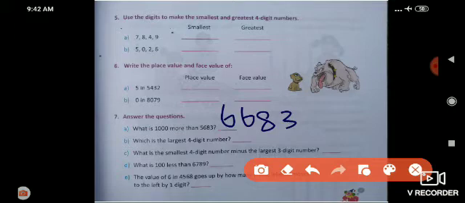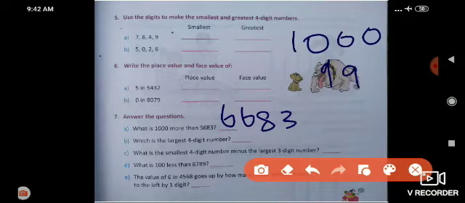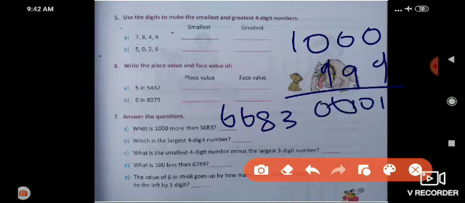Which is the largest 4-digit number? You know. Which is the smallest 4-digit number? What is the smallest 4-digit number minus the largest 3-digit number? This we have discussed in the grade 3 higher order thinking skills. Now see. The smallest 4-digit number is 1000. Right? The largest 3-digit number is 999. If you subtract, you will get 1 as the answer. Your answer is 1.